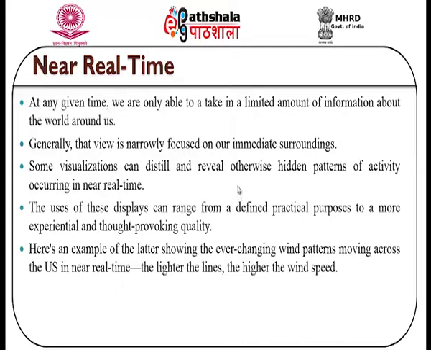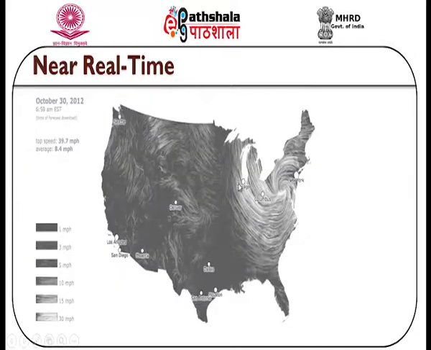Here is an example of the latter which shows the ever-changing wind pattern moving across the US in real time. The lighter the lines, the higher the wind speed. So this is an example of the near real time scenario which is being represented in the form of a map.